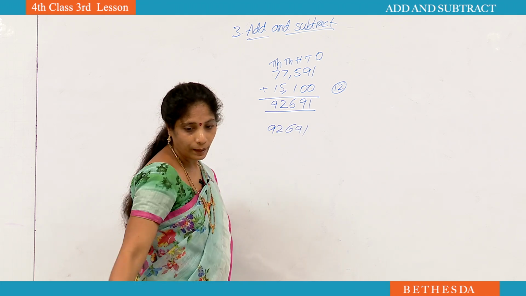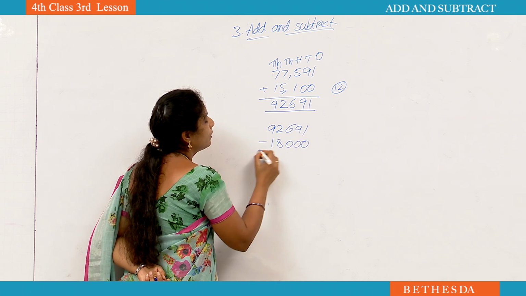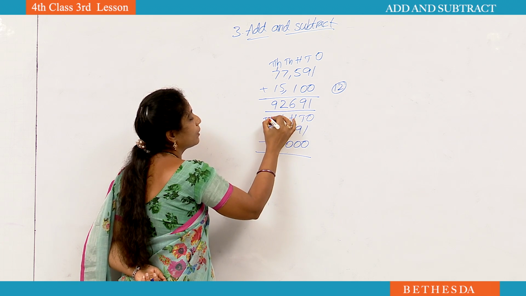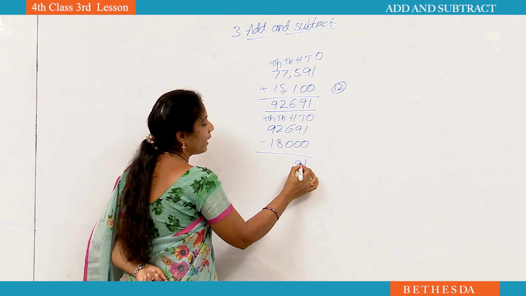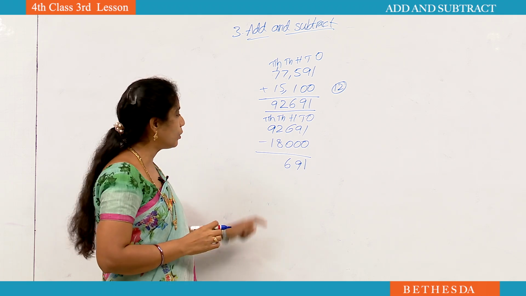92,691 minus 1800. Do subtraction. Ones, tens, hundreds, thousand and 10,000. 1 minus 0, 1. 9 minus 0, 9. 6 minus 0, 6. Now thousands place. What are the thousands place number?